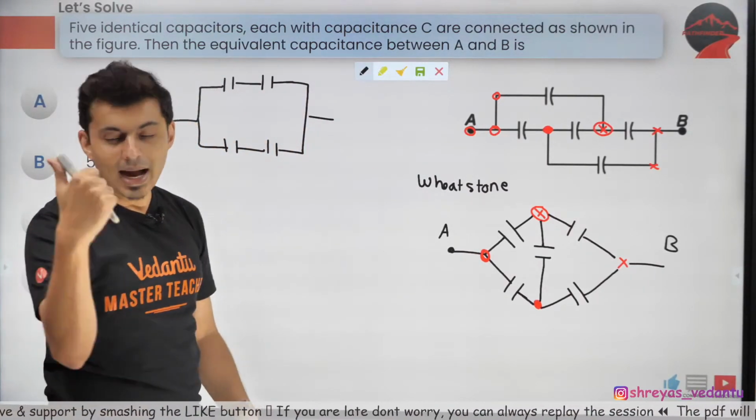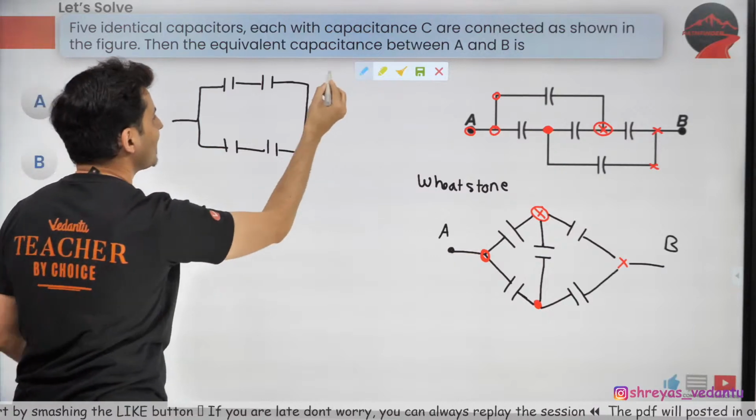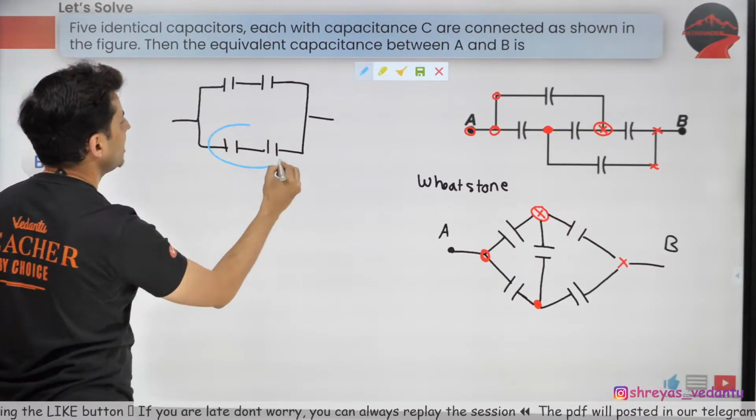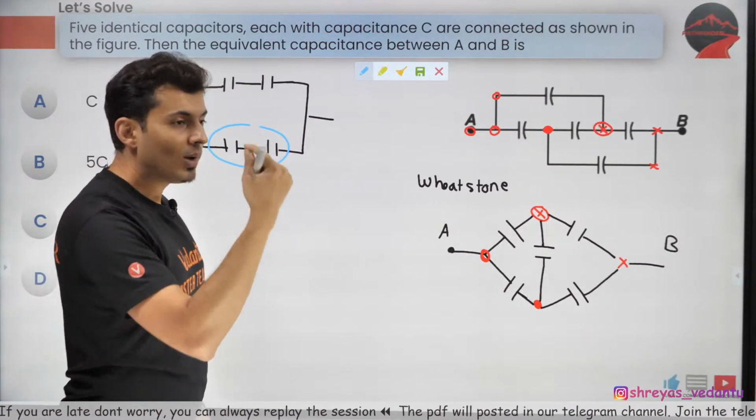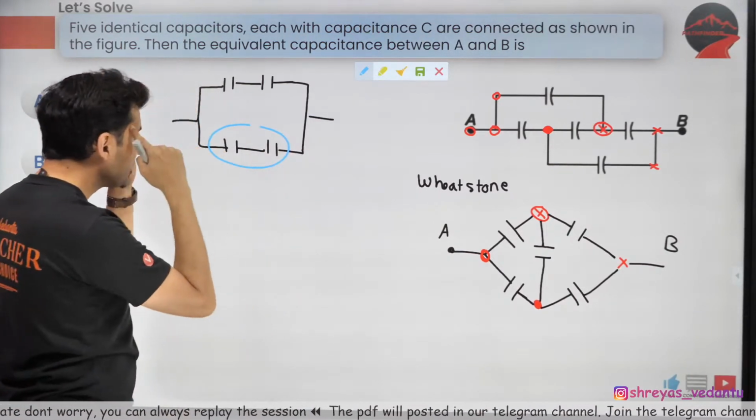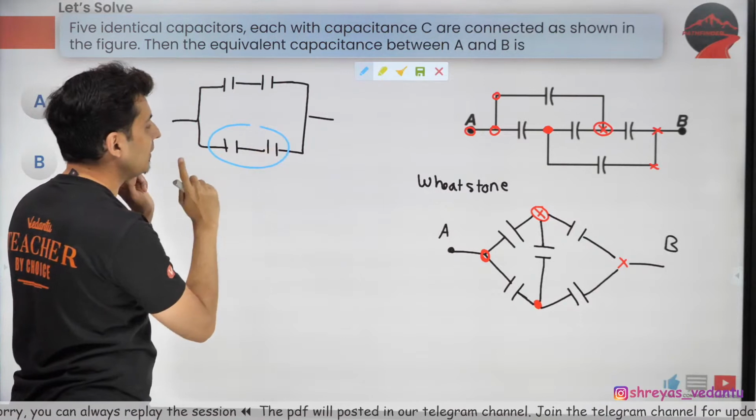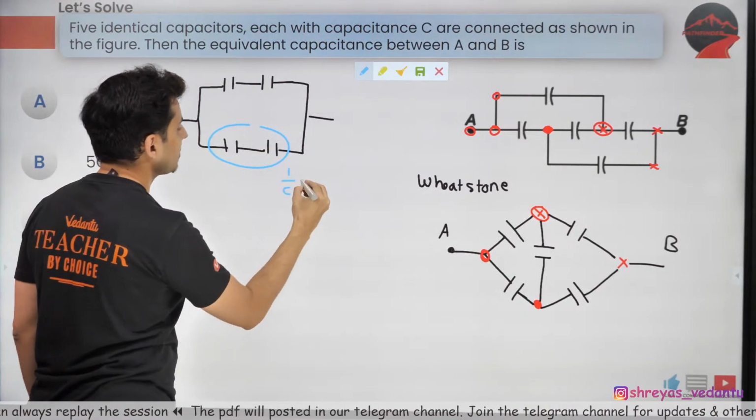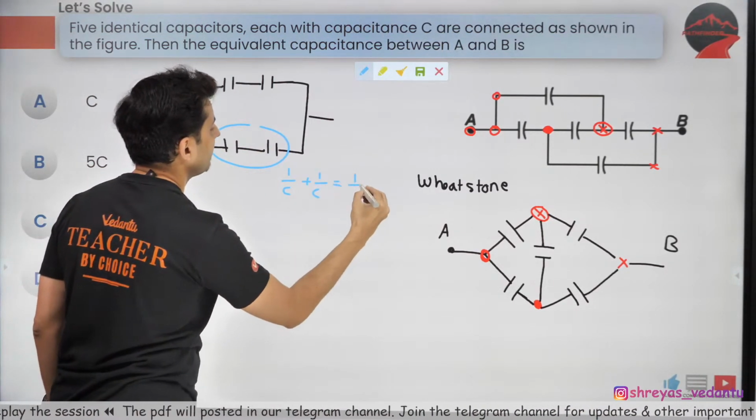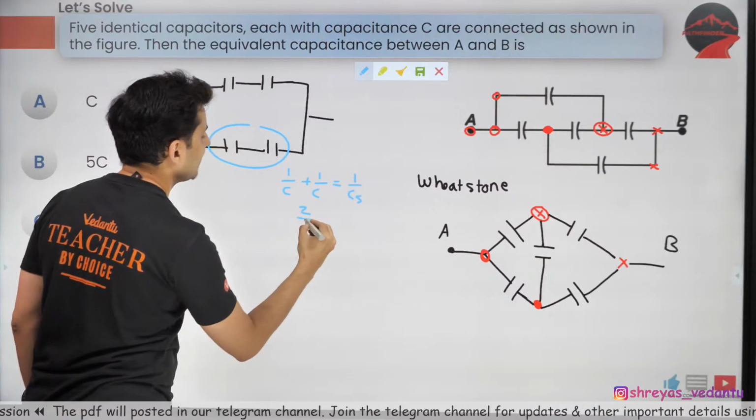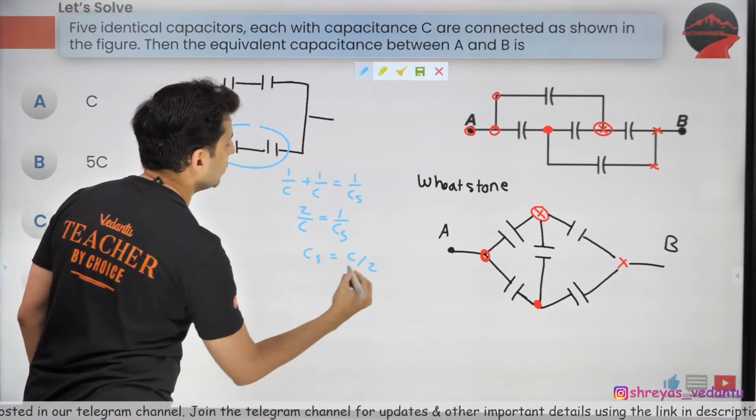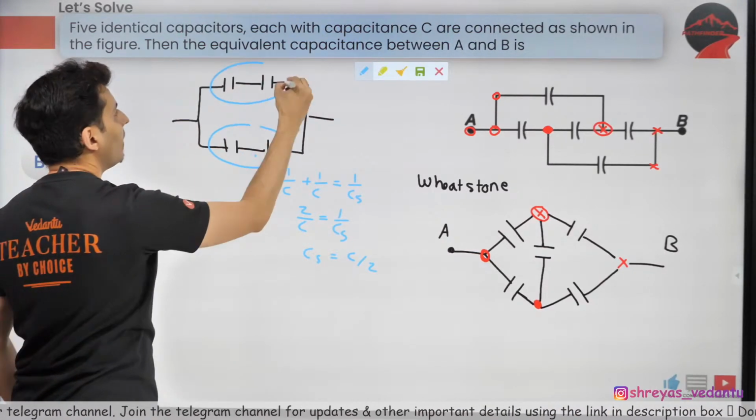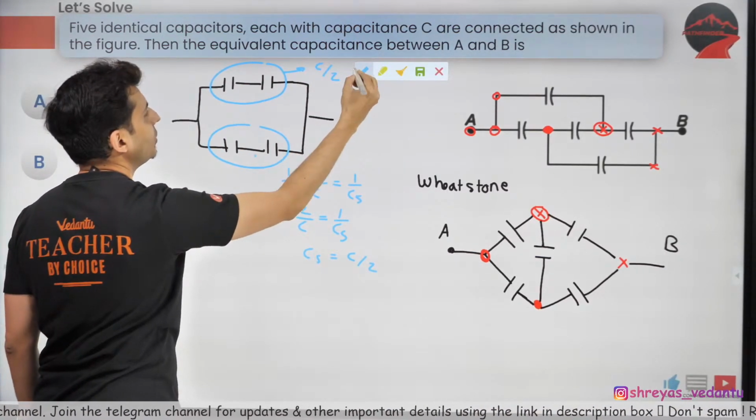Once it is balanced, all you need to do is, okay, think these two are in series. So in series, what will happen? 1 by C1 plus 1 by C2, right? So don't write it as 2C, that will be a common mistake. So if you do that also, 1 by C plus 1 by C is equal to 1 by CS. So 2 by C is equal to 1 by CS. So CS is equal to C by 2. This is C by 2. Obviously, this is also C by 2.